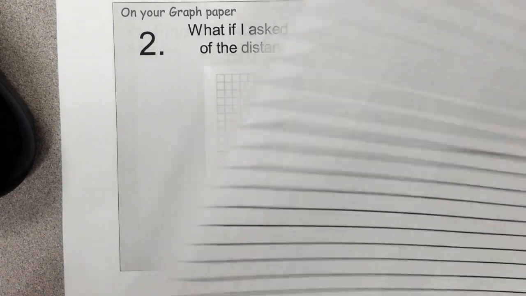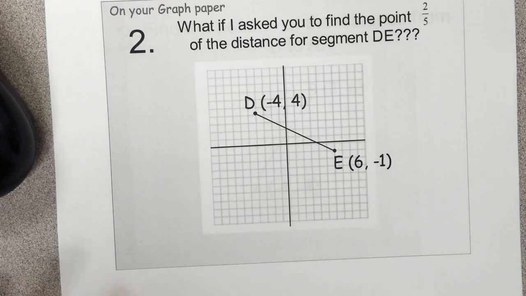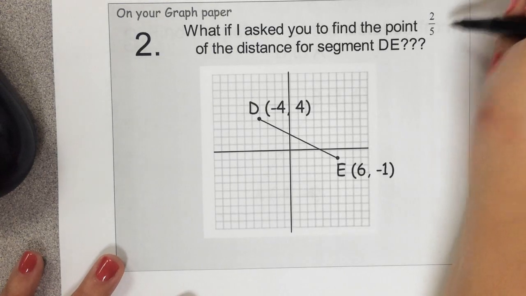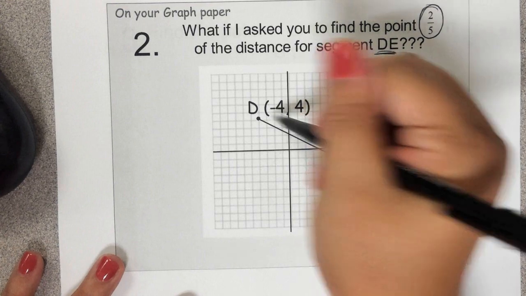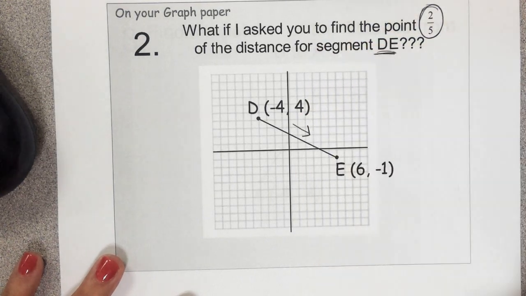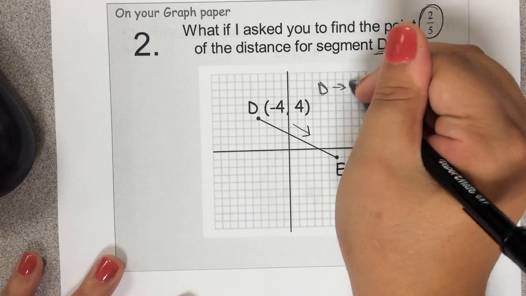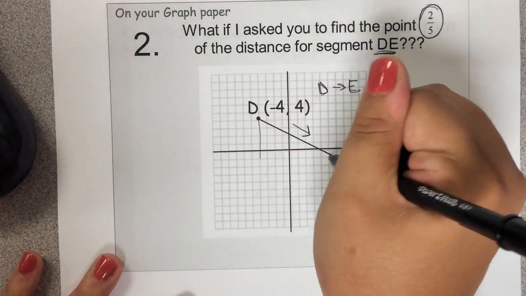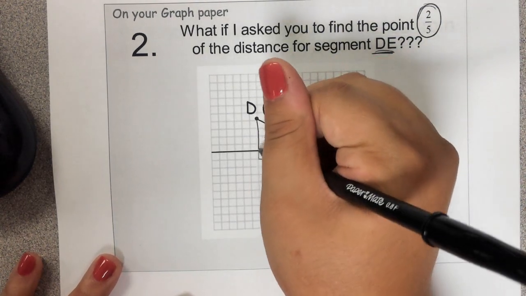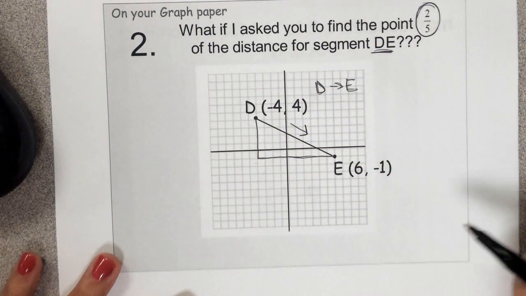Next one. This is number 2 on your graph paper. So plot this right here. Maybe pause the video. Plot this right here, and then watch what I do, and then copy it. So now it's no longer 1/3, it's 2/5. And for segment DE, I'm going from D to E. So I'm going to make my right triangle. And this time I'm going down and right.